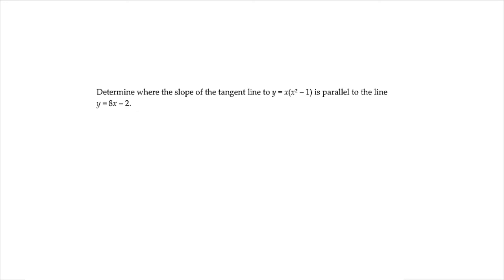Okay, so here we're asked to determine where the slope of the tangent line to y equals x times (x squared minus 1) is parallel to this line, which is y equals 8x minus 2. Well, hold on a second. We know the slope of the tangent line, or instantaneous rate of change, is found by simply what? Taking the derivative, right? So let's at least start this thing off by taking our derivative.